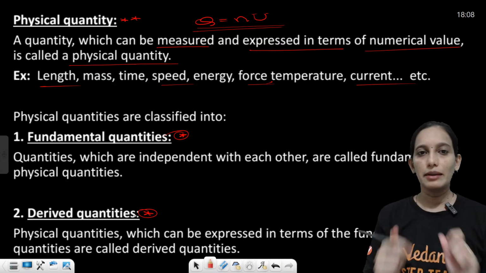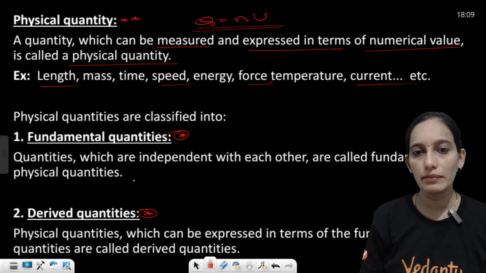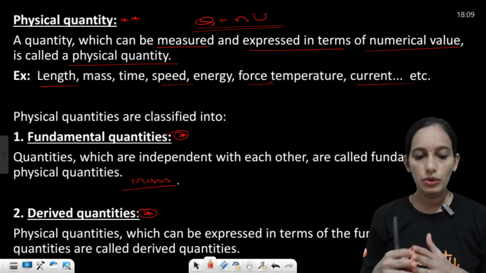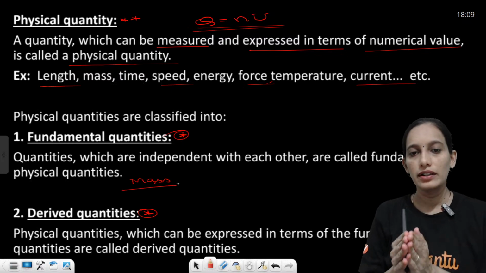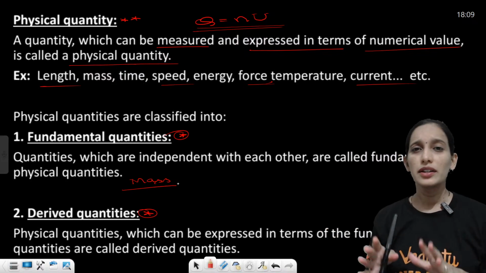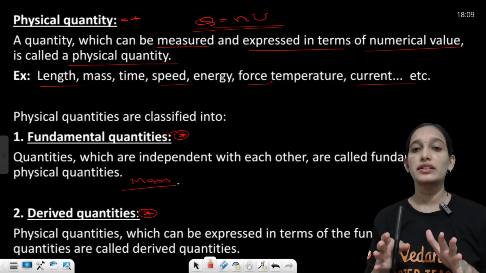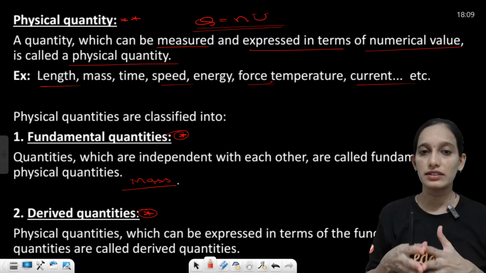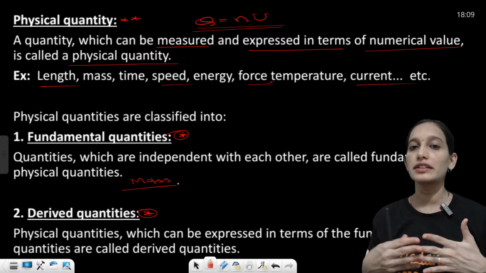For example, let us take a simple one like mass. Am I able to express mass in terms of any other quantities? No, mass is one of the fundamental quantities, right? How much mass is there for a given amount of substance? So that is a fundamental quantity.